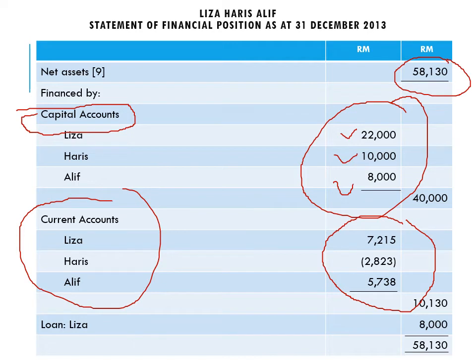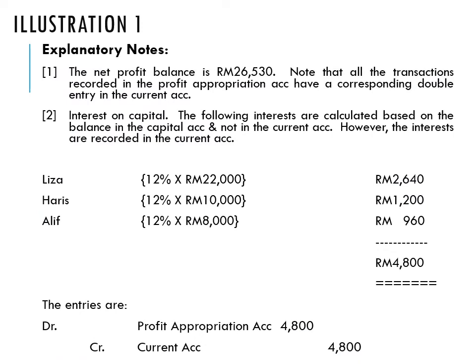Right, these amounts are then added with the loan given by Lisa of 8,000. So the total balance is actually 58,130. Explanatory notes are giving you further details about how the accounts are prepared, how each item is computed. All right, take a few minutes and have a look at each of the explanatory notes to get ideas how each of the items in the capital accounts, in the profit realization accounts, in the current accounts, as well as how the balance sheets are computed.